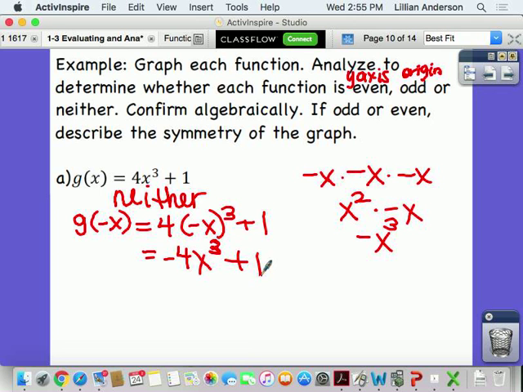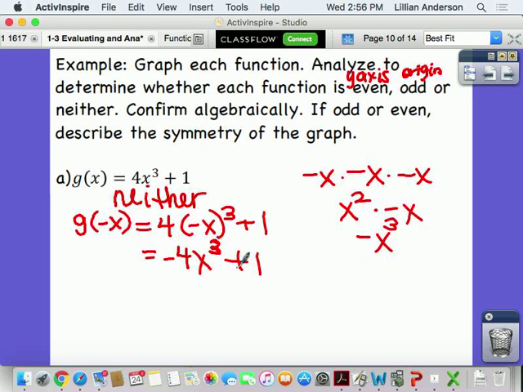Without a calculator, this is how you figure out if a function is even or odd. Is this the exact same thing as the original problem? No. If it's not the exact same, it's not even. It has to be a positive 4x cubed and a positive 1. But it's not. In order for it to be odd, you have to have the opposite sign of every term. We have 4x cubed and negative 4x cubed, that's the opposite, but is the 1 the opposite? So this is neither even nor odd. It has to be the exact opposite in order for it to be odd. That's how you do it without a calculator.